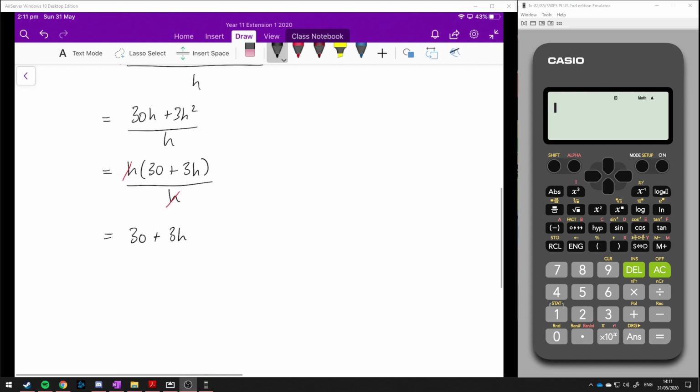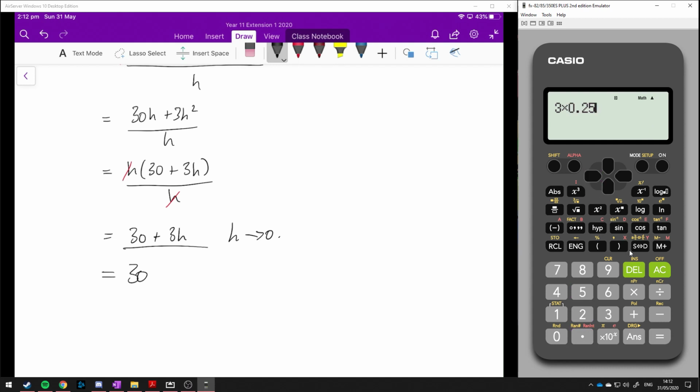Now we could put in a really tiny number and get an answer that's going to be very close to what the actual derivative is. But as h approaches 0, what happens to this thing here? Well, 30 doesn't get touched, but as h approaches 0, let's try it. 3 times h. If h was 1, it would be 3, so it'd be 30 plus 3. But if h was 0.5, then it's 3 on 2 or 1.5, so it'd be 30.15.